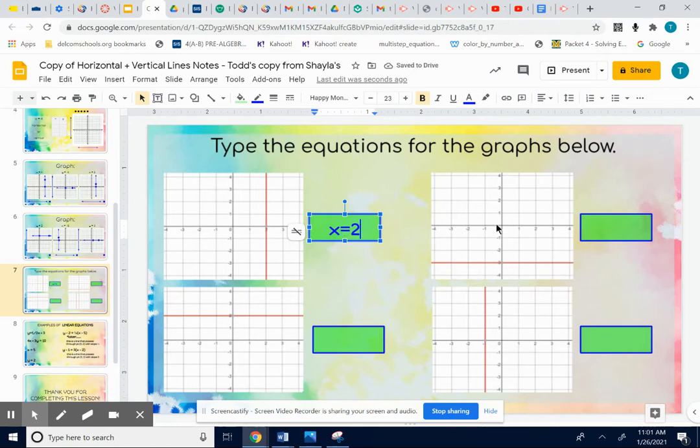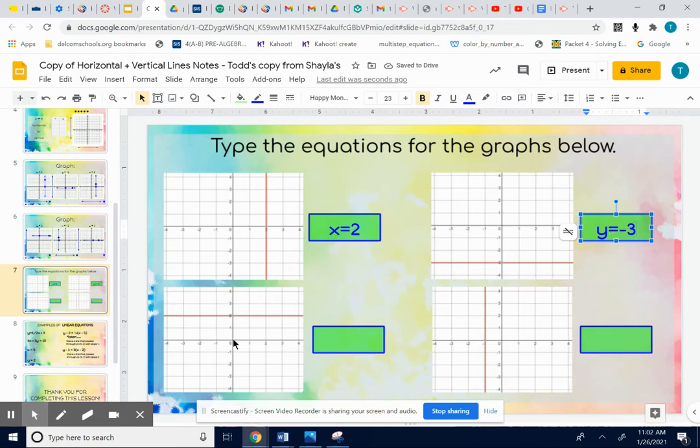Okay, the second one. Start looking at some points on the line. This right here is (0, -3). This is (1, -3). This is (2, -3). This is (3, -3). What's always the same? The y-coordinate is always the same. The y-coordinate is always negative 3. So my equation is y equals negative 3.